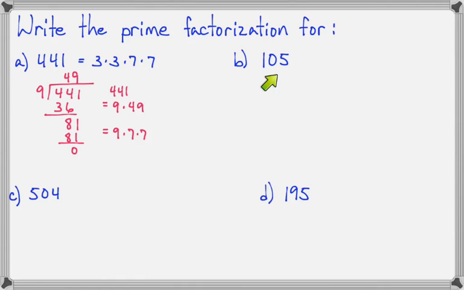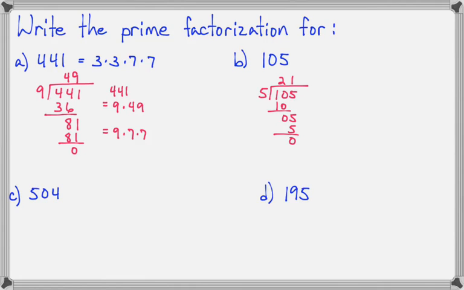All right, let's do part B together. 1 plus 5 is 6, so 9 is not going to go into this number. But, you know, since 1 plus 5 is 6, 3 will go into this number. But look, also 5 would go into this number because it ends in 5. So I'm going to divide 5 into this number. You could use 3 as well. You get to the same place eventually. So 5 into 105 will give me 21.